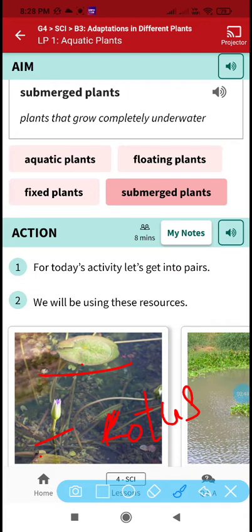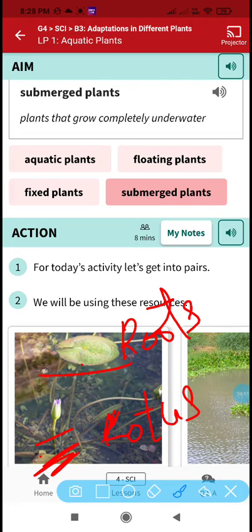But are you able to see the roots here? We are not able to see the roots at all because the roots are fixed under the soil. The lotus plant roots are fixed under the soil, but the remaining parts of the plant are floating on the water. Are you understanding, children? Such plants are called fixed plants.